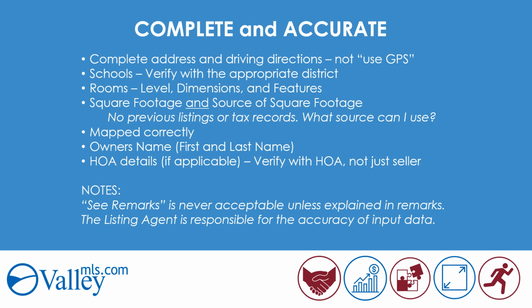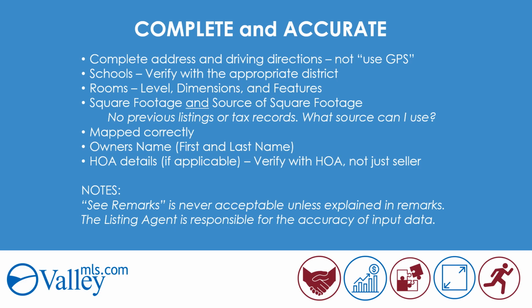Complete and accurate information is absolutely critical for an MLS. Bullet point number 1 talks about having a complete address and driving directions. So again, using tax records or something from the deed, you want to have obviously the correct address for the property and directions on how to access that property. So using a GPS or some kind of URL wouldn't be allowed.